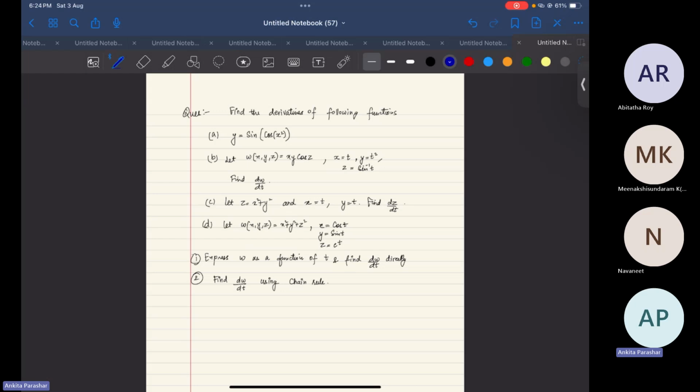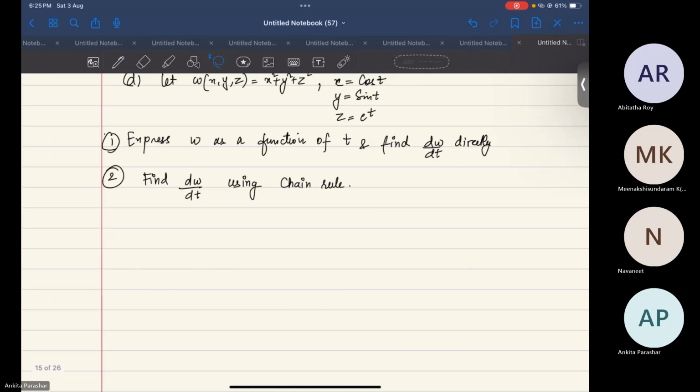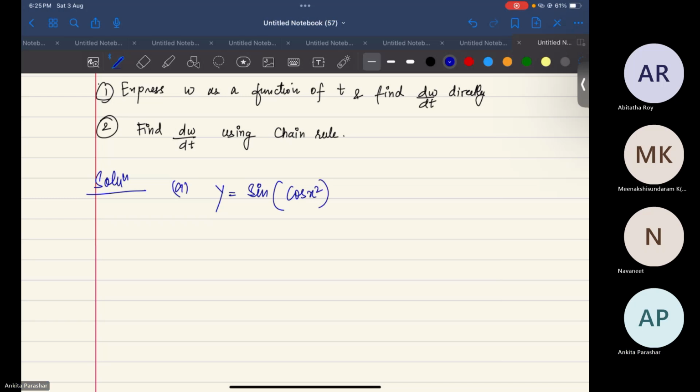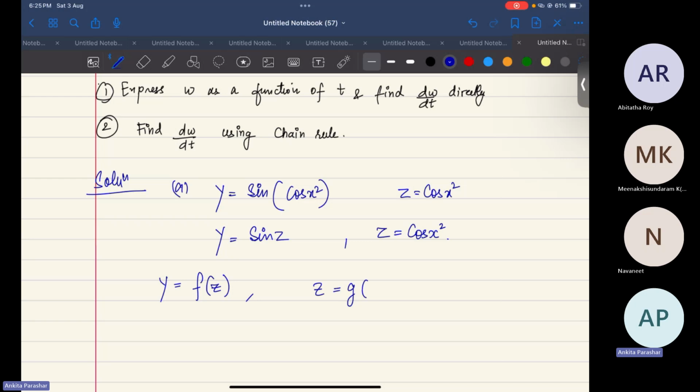Let's solve this. Solution. y is sine of cos x square. If I simply put z to be cos x square, that is a function of x now, and y is a function of z now. Now we are in the situation of composition of two functions, so you can very well write y as a function of z, which is a function of x.